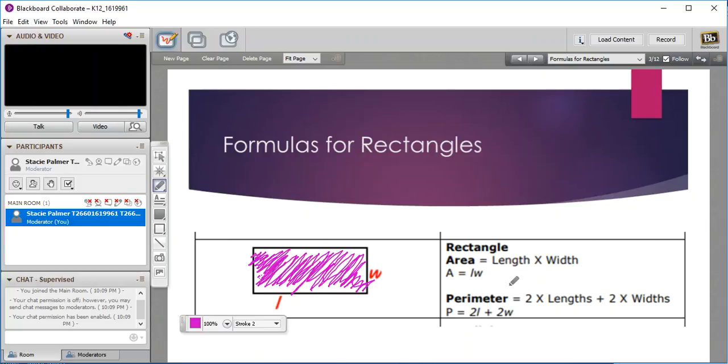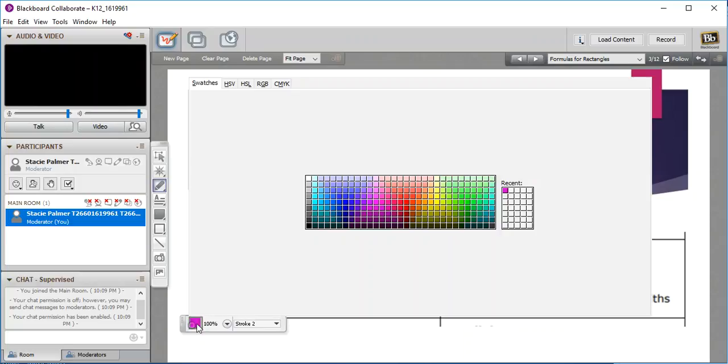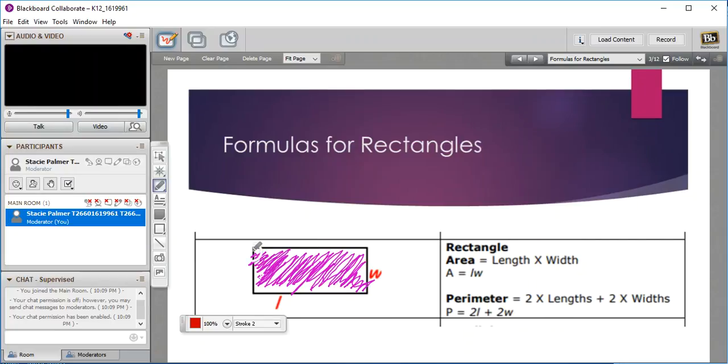Perimeter is the distance around the outside of the shape. So this right here would be the perimeter. That's the distance around the outside of our rectangle here. Some reasons that you might need to figure out the perimeter would be if you're getting a fence around your yard. You would need to know how much fencing to buy.